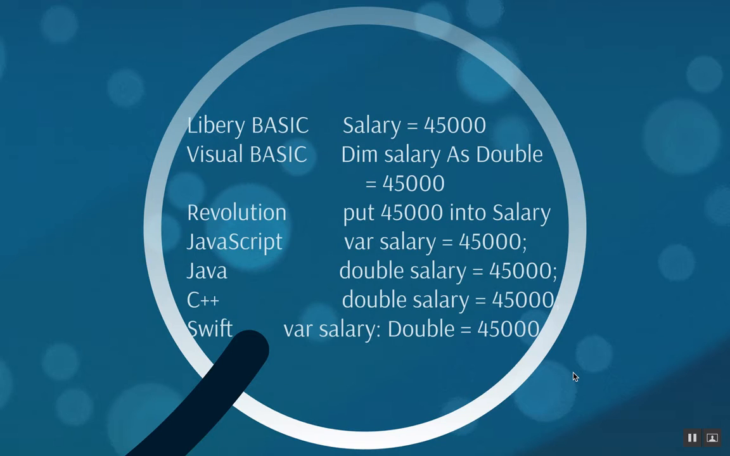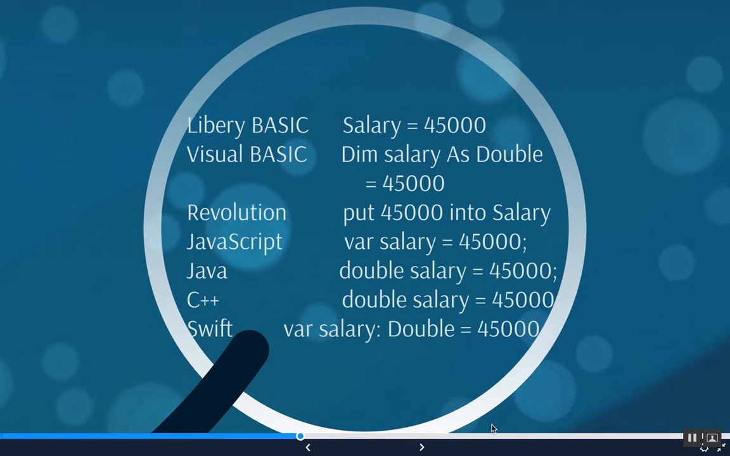So we have Liberty Basic, and it's got salary = 45,000. Visual Basic: dim keyword, salary as double = 45,000. Revolution is put 45,000 into salary. JavaScript: var salary = 45,000 semicolon. Java: double salary = 45,000 semicolon. C++: double salary = 45,000. Swift: var salary: double = 45,000.